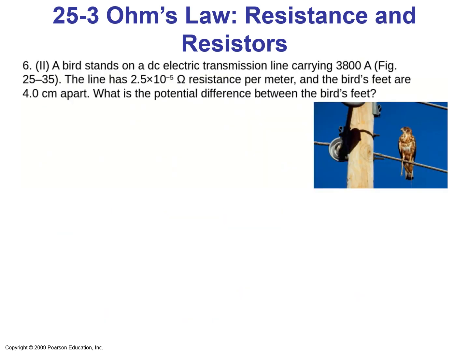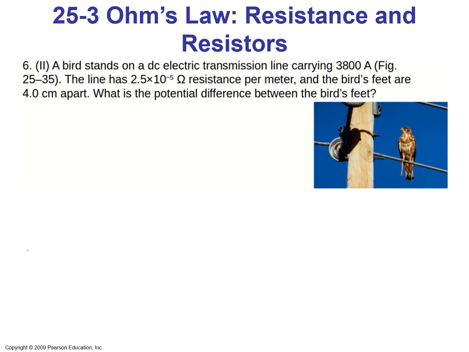All right, now let's look at an example, problem number 6 from the book. A bird stands on a DC electric transmission line carrying 3800 amperes, which is demonstrated in this figure. The line has 2.5 times 10 to the power minus 5 ohms resistance per meter, and the bird's feet are 4 centimeters apart. What is the potential difference between the bird's feet? So we can find the potential difference from the resistance and the current.